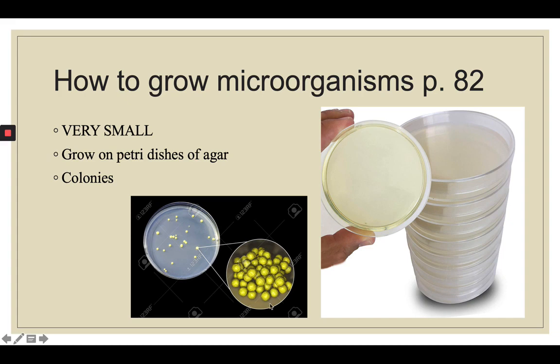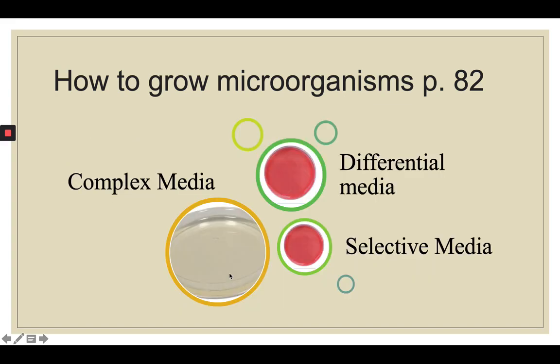These are little cocci, the round bacteria. We grow the bacteria with different kinds of media in order to see different things. So we have complex media, differential media, and selective media.